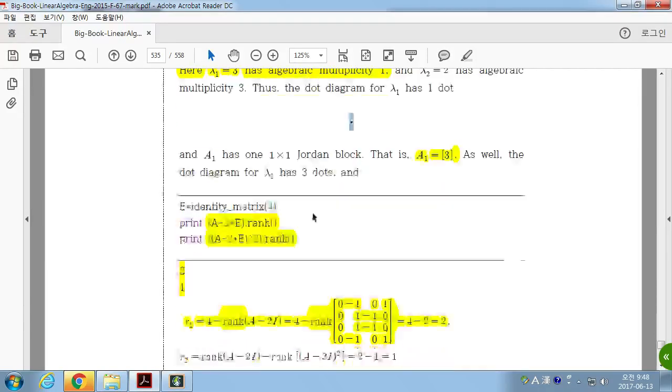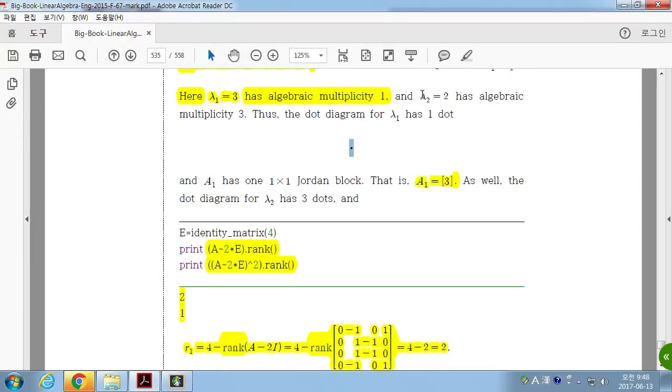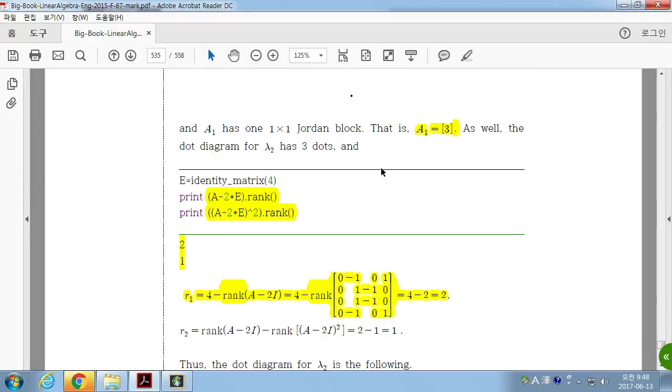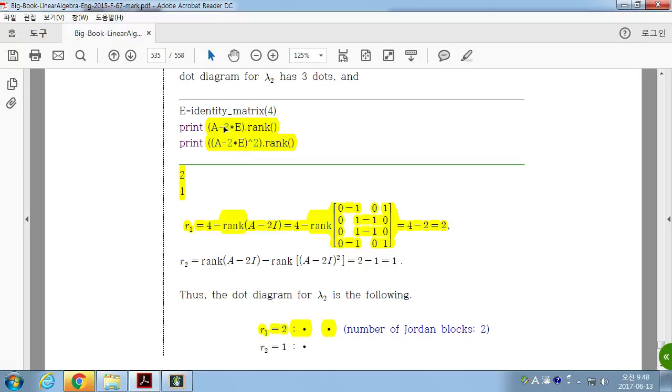For eigenvalue lambda 2, which is 2, we can find the length of A minus 2I, and then the length of the square of A minus 2I, which is 2 and 1. So R1 is 4 minus the length of A minus 2I, which gives us 4 minus 2, which is equal to 2. So R1 is 2, okay?